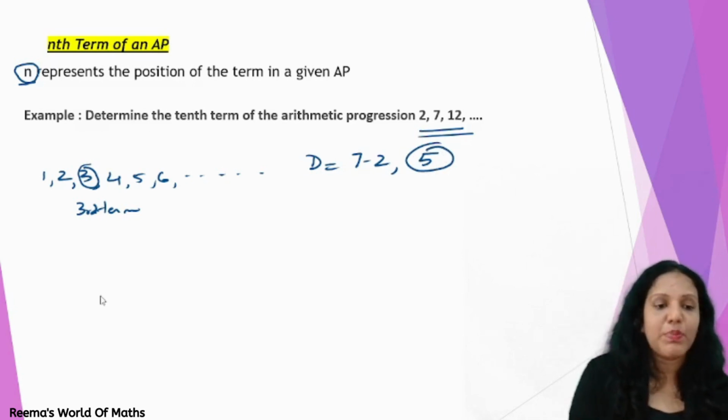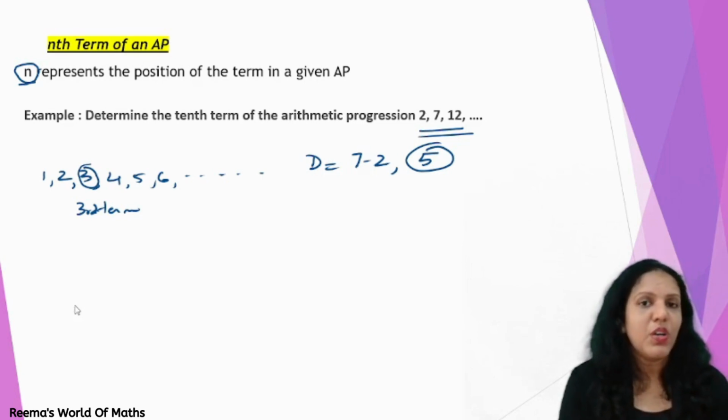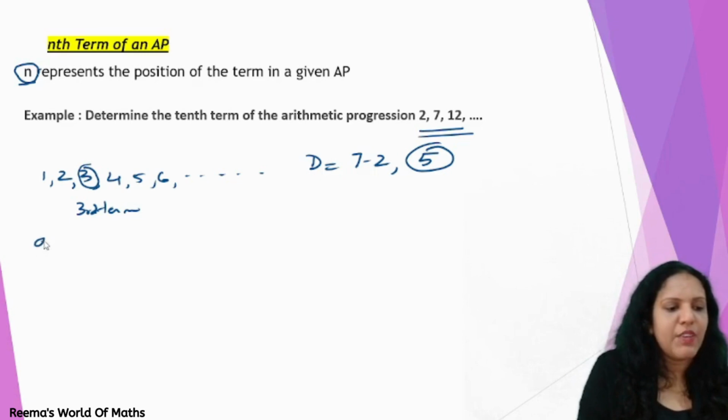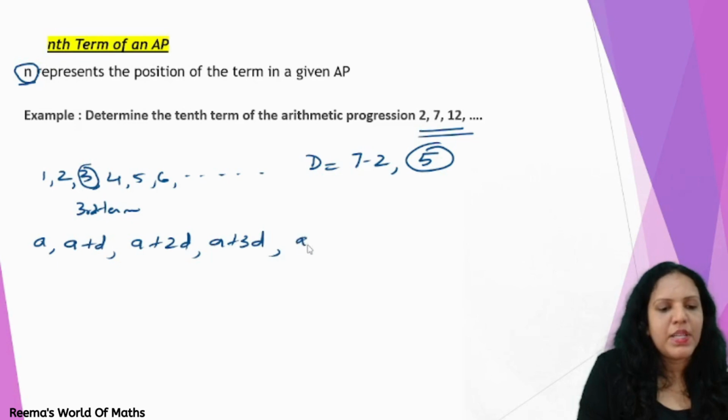So let's form it, because we know the standard form of an arithmetic progression. It is a, which is the first term. The second term will be a plus d. The third term will be a plus 2d. The fourth term will be a plus 3d. Then a plus 4d, a plus 5d.